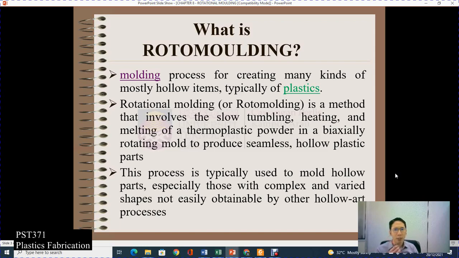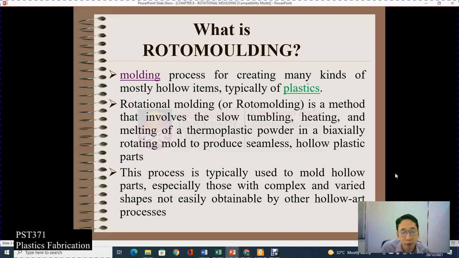Rotomolding is a method that involves the slow tumbling, heating, and melting of plastic powder in a biaxial rotating mold to produce seamless hollow plastic parts. So during the process, it involves tumbling, heating and melting. This process is typically used to mold hollow parts, especially those with complex and varied shapes not easily obtained by other hollow part processes.